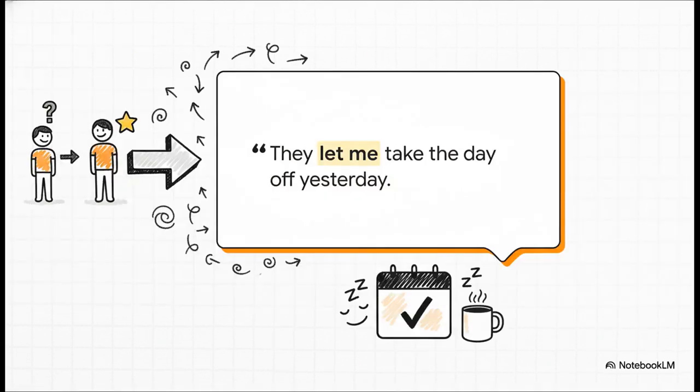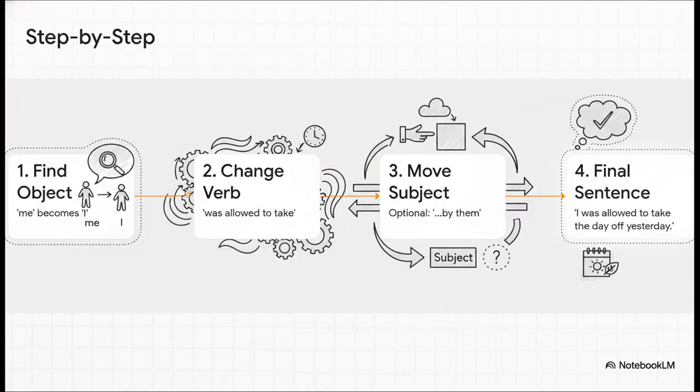Okay, number 2, they let me take the day off yesterday. Now this one's a little bit of a curveball, but it's a super important one. The object is me, which is a pronoun, so when we move it to the front to become the new subject, it has to change its form. And here's how that works. Me becomes I, and the verb let in the passive voice usually changes to was allowed to, because it really keeps that original meaning of being given permission. So the final sentence is, I was allowed to take the day off yesterday.